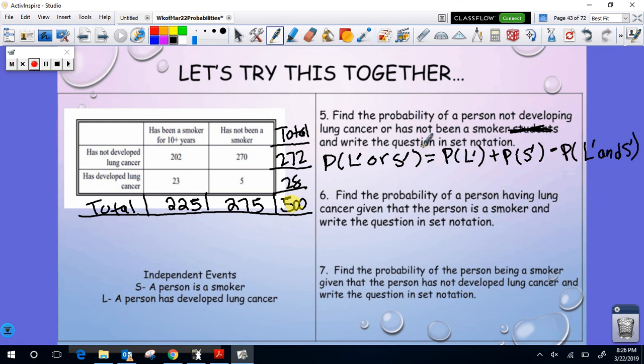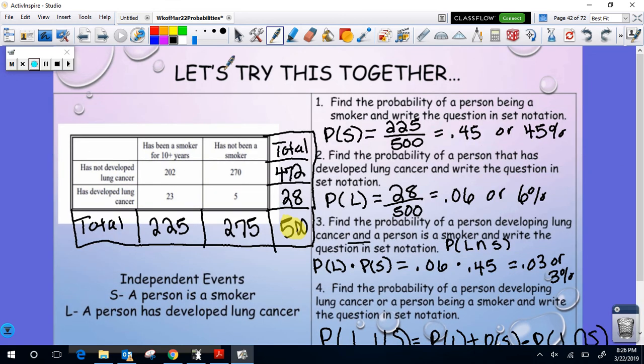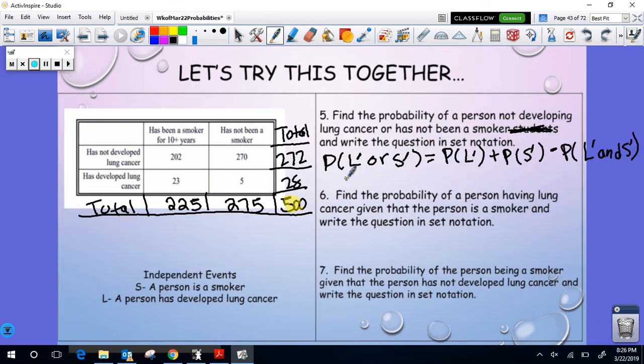Okay, so how do you get complements? Well, the way you get complements is you find the original probability and you subtract it from 1. So we already know the probability of a person developing lung cancer is 6%. So I'm going to do 1 minus 0.06. That's that part. Keep it together.